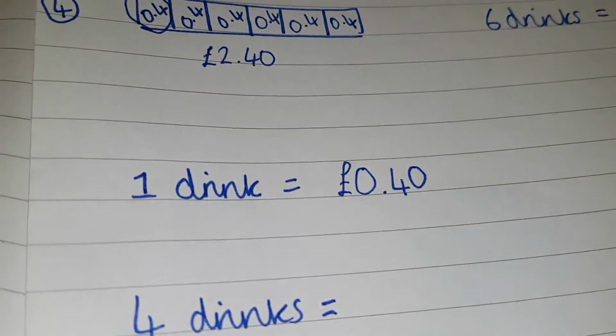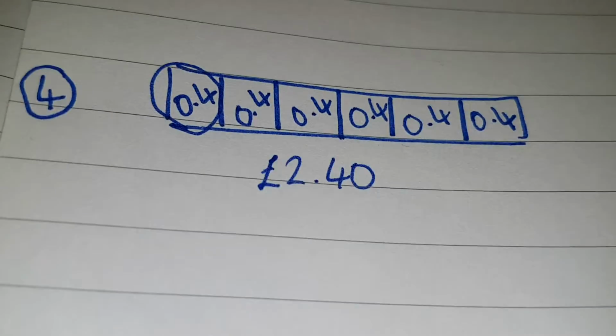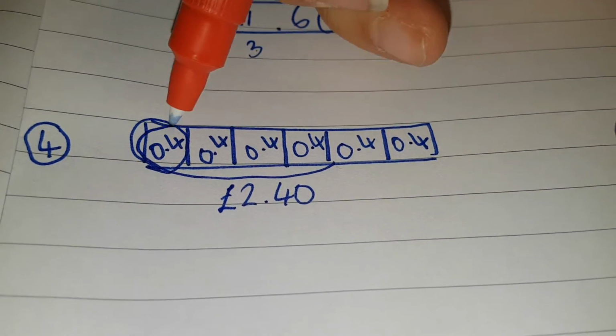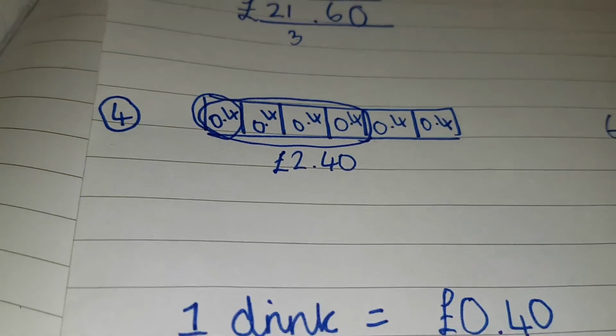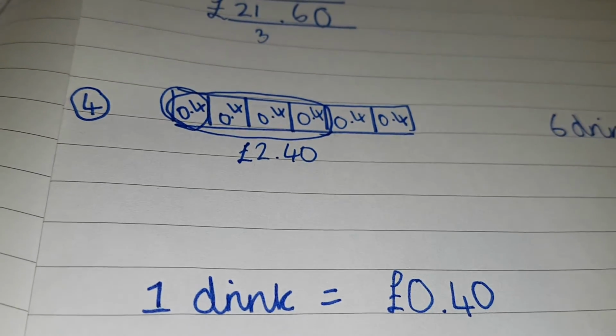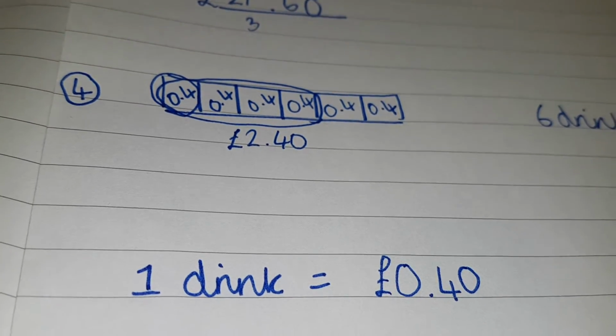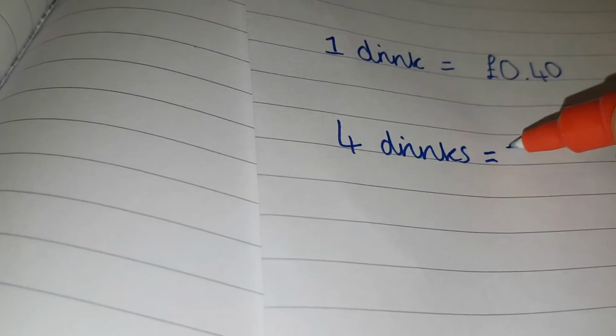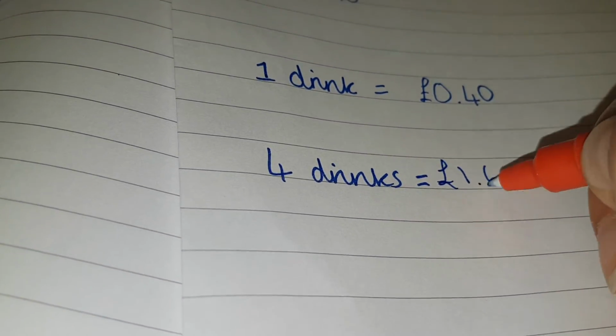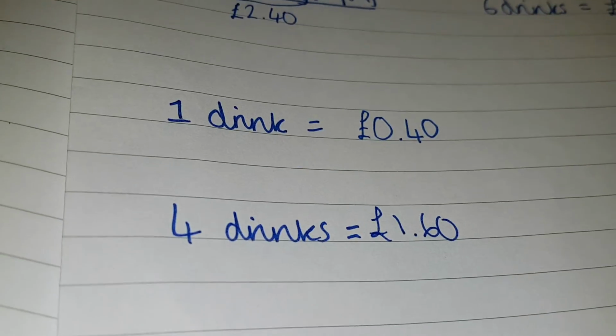And then for the second part of the question, for 4 drinks, well, this time I need to circle 4 of them because I need to know the cost of 4 drinks. I know that 4 times 4 is 16, so 0.4 times 4 will be £1.60. And that's my answer to part 2.